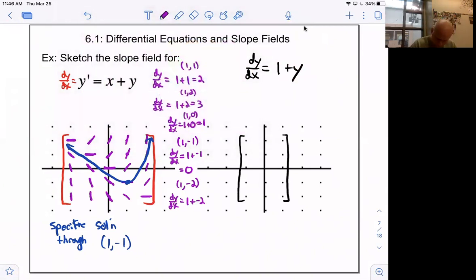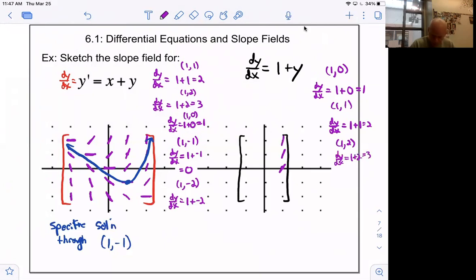So when I find my slopes here, let's start with the point 1 comma 0. So when I find my slope, 1 comma 0, that would be 1 plus the y-coordinate of 0, so that would be 1. So at 1 comma 0, my slope is 1. At 1 comma 1, my slope is 1 plus 1, which would be 2. So I would go up like that. And then the next one, 1 comma 2, that would be 1 plus 2, which would make 3.